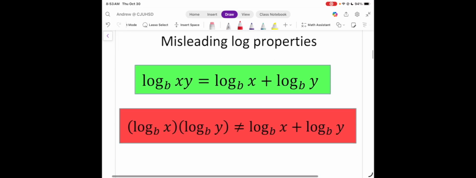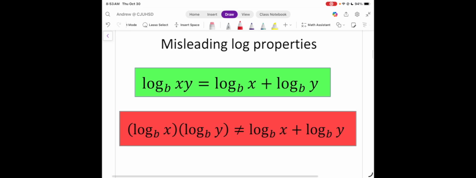So here's one. In green is the actual property, in red is a fake one. So we're not saying that you have a product of logs. You're not multiplying logs together and just turning that into addition. It's a multiplication inside of a log. The argument, right here's the argument. That part of it is multiplication and then becomes an addition of logs.